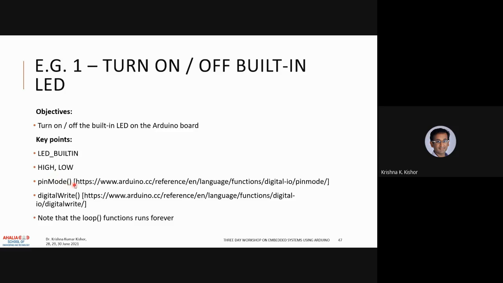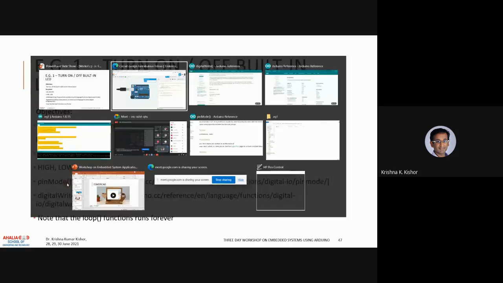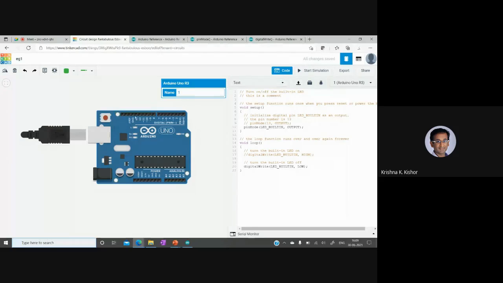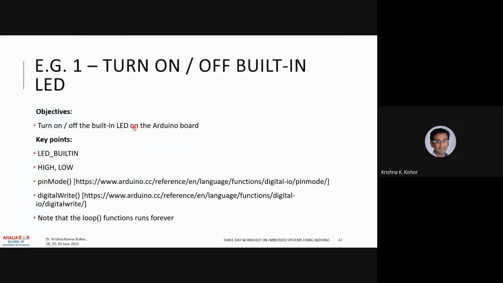The other function that we saw is pinMode. pinMode is used in the setup function to set up the pin as an input or an output. We're setting it up as an output. This pin is connected to this LED, so therefore it is an output.